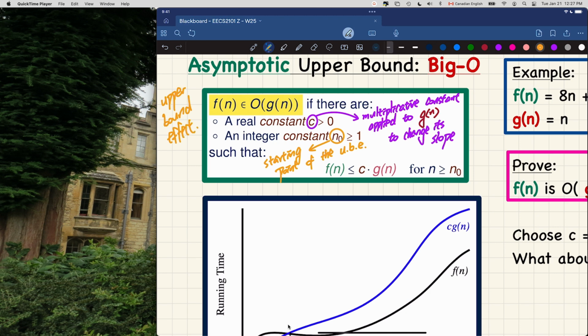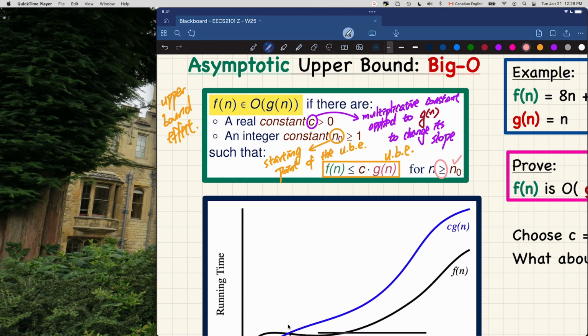And where exactly is the upper bound effects? Here. This is the upper bound effects. And the upper bound effects should really start happening from the input size being larger than or equal to the n0 you have chosen. We'll see a diagram in just one more.